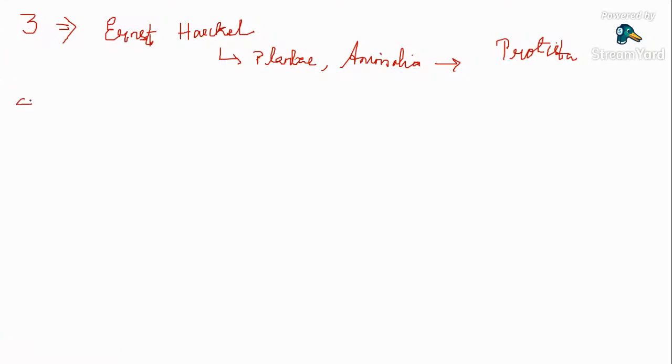After that came the four kingdom system of classification, given by a scientist called Copeland, and the new kingdom that was added was kingdom Monera. Kingdom Monera was added in this four kingdom system. After this came the five kingdom system of classification, to differentiate kingdom Fungi, given by a scientist called R.H. Whittaker.